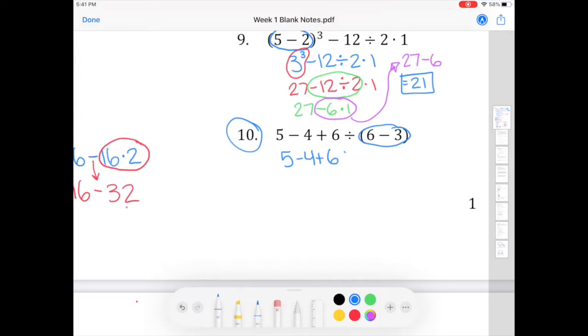We're going to jump right into P, which is parentheses, and that's this right here. So everything else is going to come down. And then I subtract those. 6 minus 3 is 3. Okay, next I have subtraction, addition, and division. The next thing in my PEMDAS order that I would have to do with these three operations is the division. Okay, so the 5 minus 4 comes down. I have a positive 6 divided by 3, which is going to be a positive 2, so I bring down the plus 2.